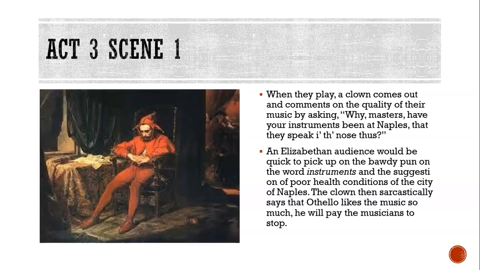So the clown does that, and at the end of his speech, he says, if Othello really liked music, he would pay these people to stop playing because they are so bad at creating music. So that's this comedic break that we have, and then we immediately begin getting into the action of Act 3.